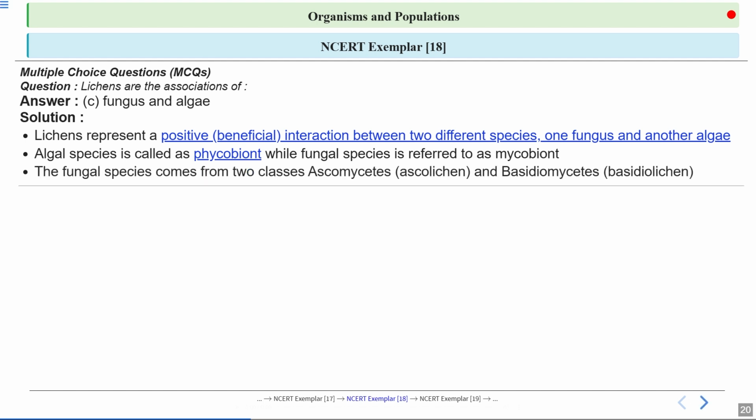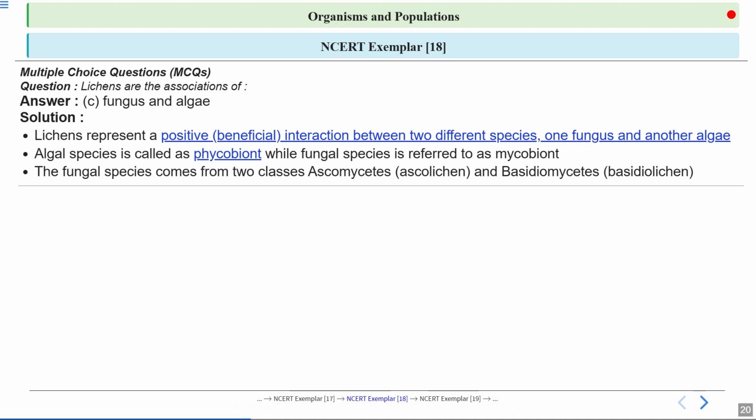Finally, let's see where the fungal partners come from. The fungus in lichens usually belongs to either the Ascomycetes group or the Basidiomycetes group. So this classification helps scientists understand and study the diversity of the lichens.